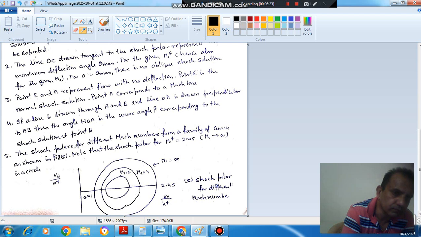Next, the shock polars for different Mach numbers. If we start with initial Mach number as infinity, then this will be the circle. If we start with M1 equal to 4, then this will be the graph, and if we start here, then this will be the graph. Note that the shock polar for M1 equal to infinity, when M1 star is 2.45, is a circle. So these are the observations from the shock polar diagram.